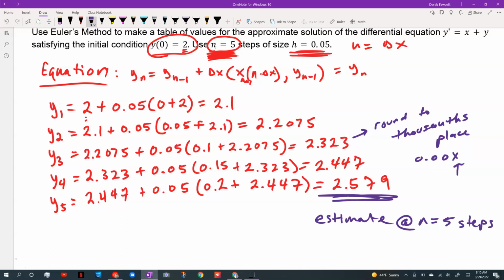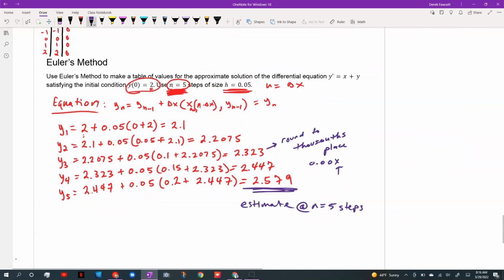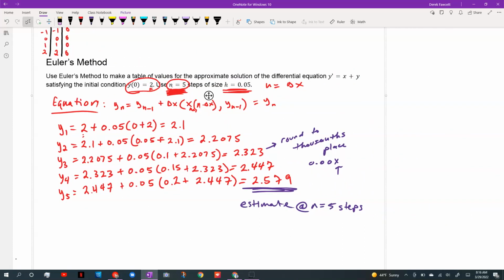Our step sizes are incredibly small, so this is probably a pretty good estimate given using Euler's method. There's just a lot of math here to estimate those. This is a brute force method, just piece by piece, part by part. All right, so that is all that I have for you for slope fields and differential equations, and then one example for Euler's method there.